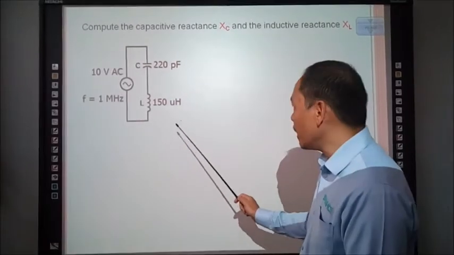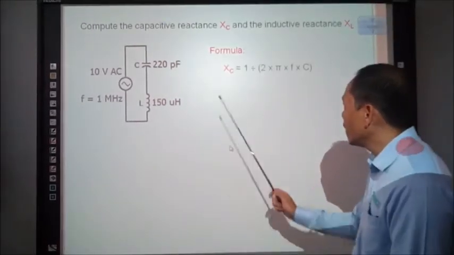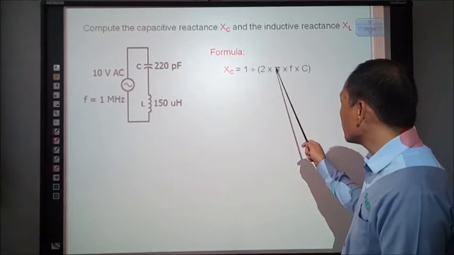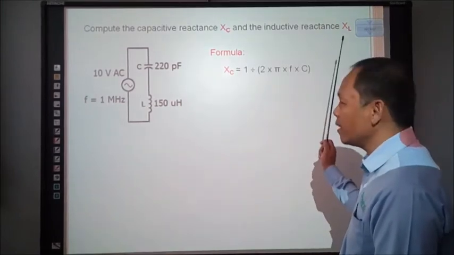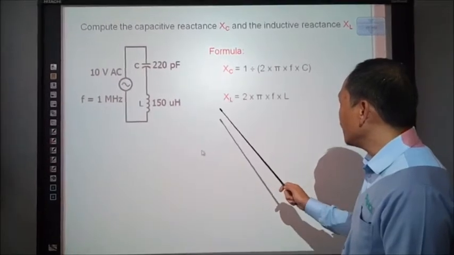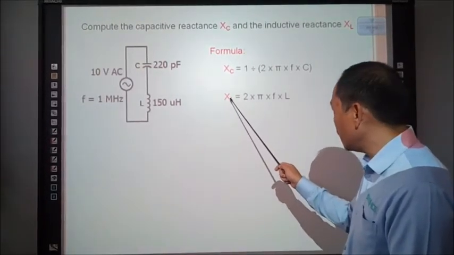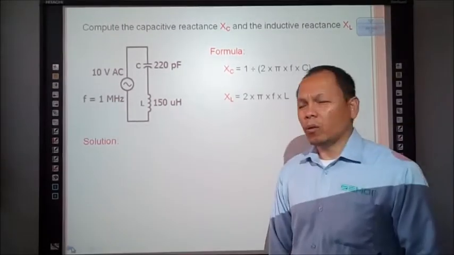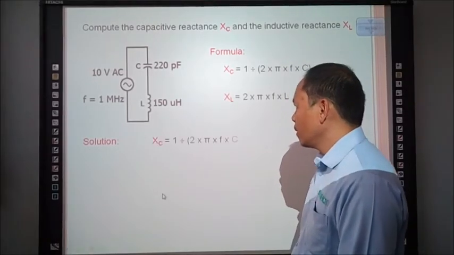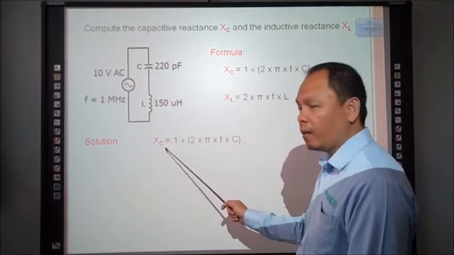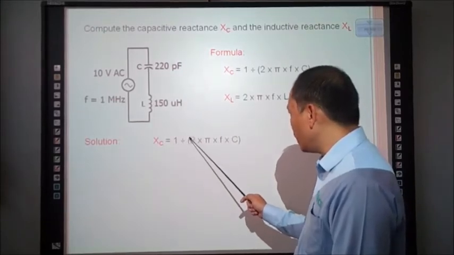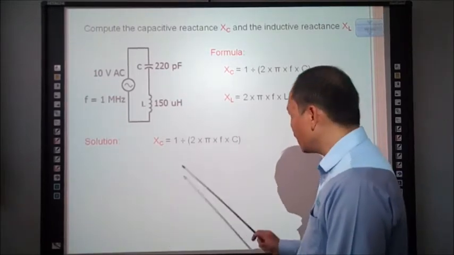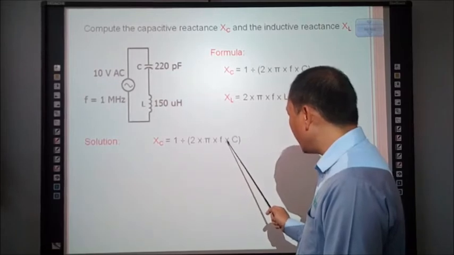So first, let's have the formulas. The formula is XC is equal to 1 divided by, open parenthesis, 2 times pi times F times C. Then another formula is XL, or inductive reactance, is equal to 2 times pi times F times L. Solution. Let's solve for XC is equal to 1 divided by, open parenthesis, 2 times pi times F times C, close parenthesis. So let's substitute the values of pi, F, and C.